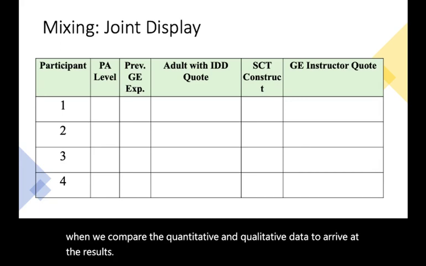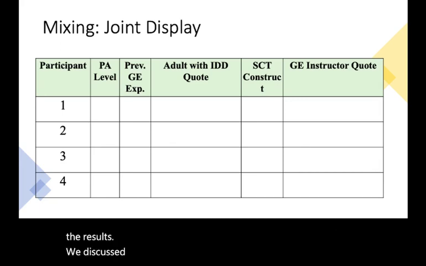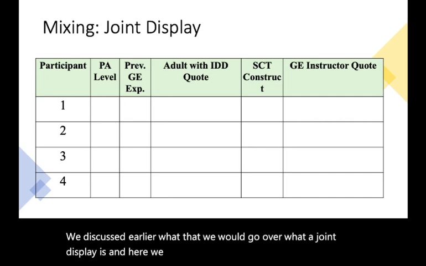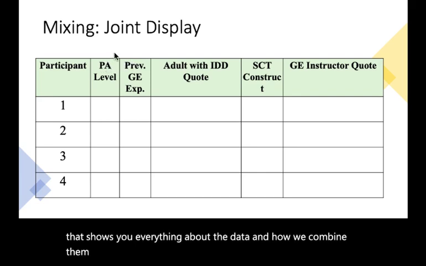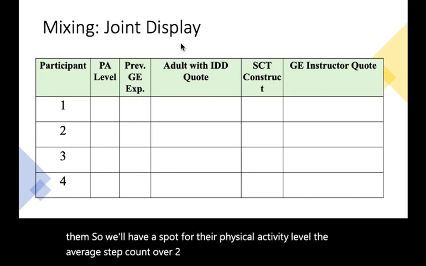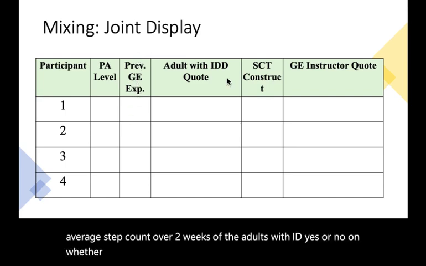We discussed earlier that we would go over what a joint display is, and here we are. A joint display is going to be a visual that shows you everything about the data and how we combine them. So we'll have a spot for their physical activity level, the average step count over 2 weeks of the adults with IDD, yes or no on whether they've participated in group exercise before.